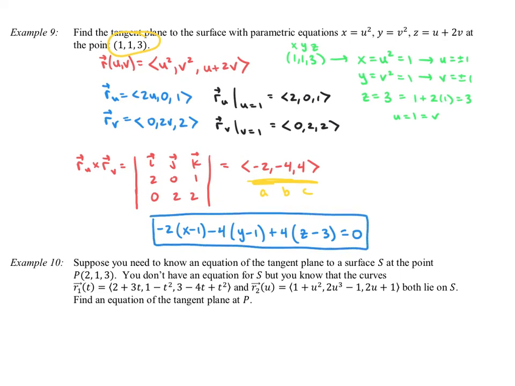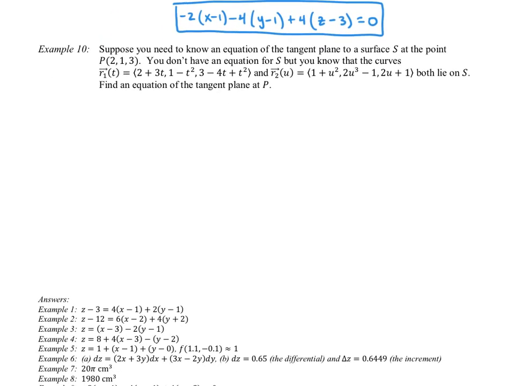All right, let's do our last example. Suppose you need to know an equation for the tangent plane of the surface S at the point (2, 1, 3). You don't have an equation for S, but you know the curves r₁ and r₂ both lie on S. This goes back to the visual on the previous page where you have curve 1 and curve 2. That's really what they're giving us.